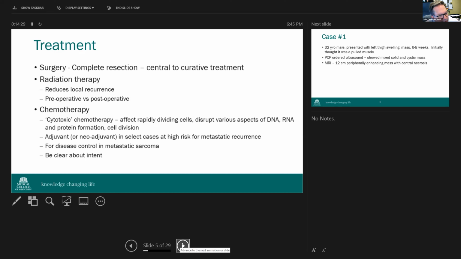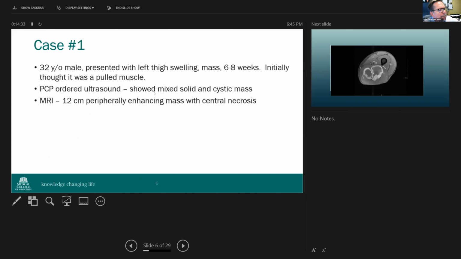That's a very individualized discussion almost every time. I'll try to put this in the context of a case to at least illustrate how I think through these things when we sit in tumor board. So this case will be a 32-year-old male who presents with swelling of his left thigh for a couple months. Initially he thought he pulled a muscle working out, but it just didn't get better.